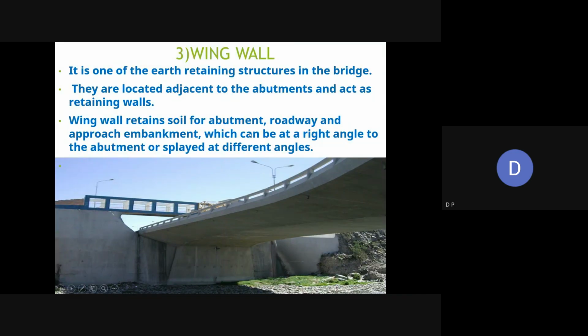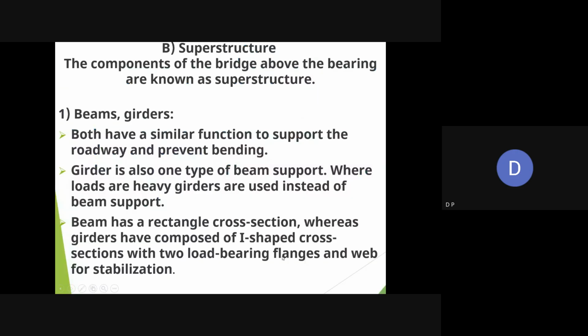Wing walls retain soil for the abutment, roadway, and approach embankment, and can be at a right angle to the abutment or splayed at different angles. So the arrangement of the wing wall depends on various parameters and local conditions.